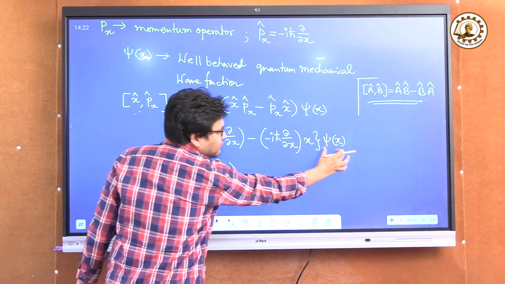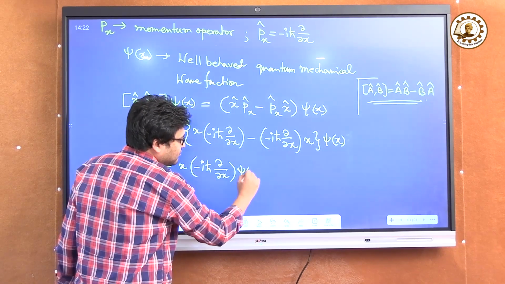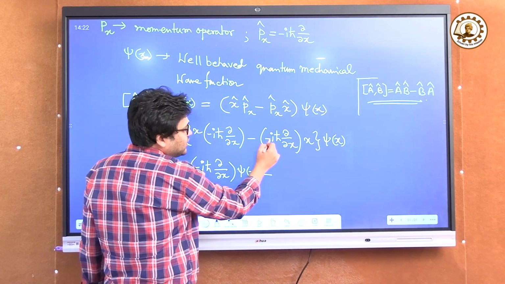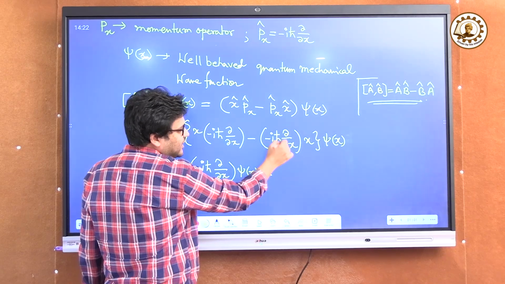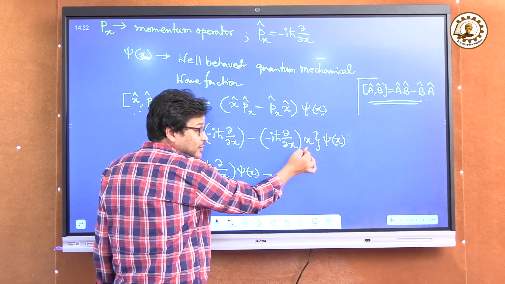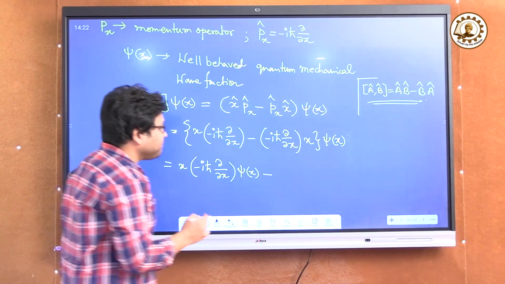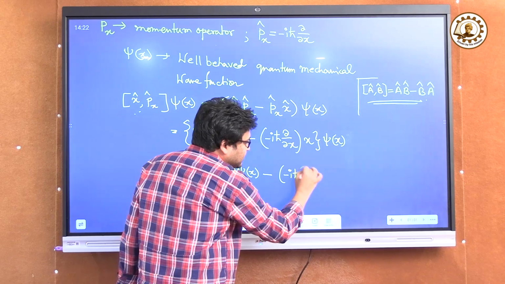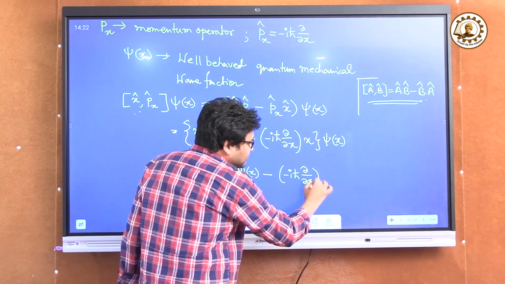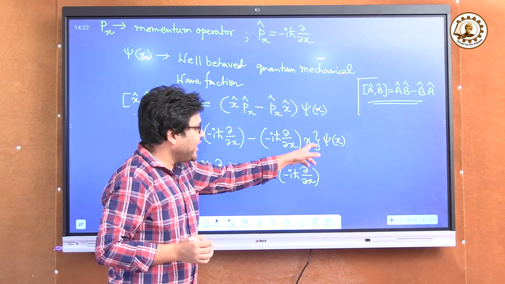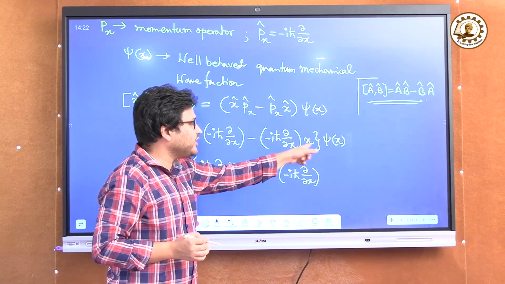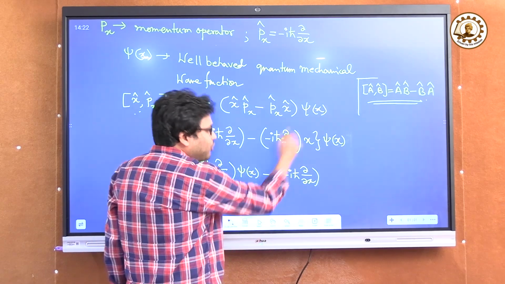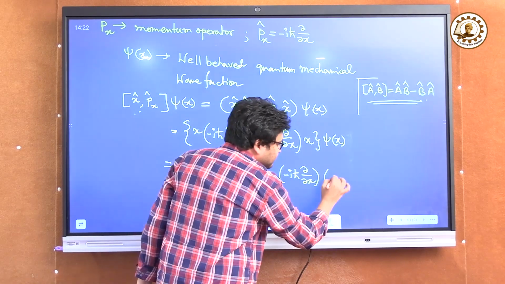operating on the wave function psi, minus this total term, minus i h cut del del x. It is going to operate on x as well as the wave function itself. So I am writing here minus i h cut del del x. Since it is on the left of x, it will also operate on x, and it also operates on psi of x. So it will operate both on x and psi of x.